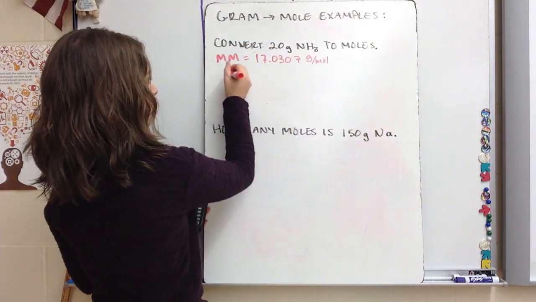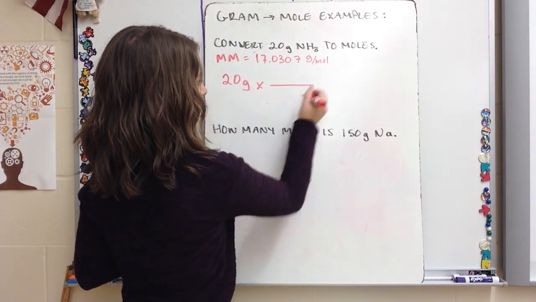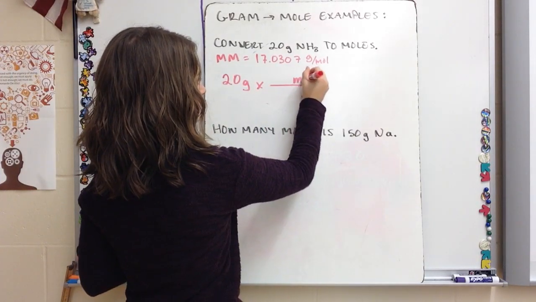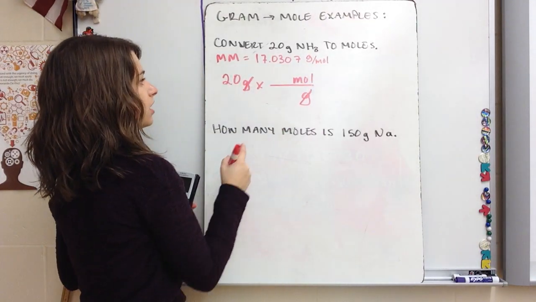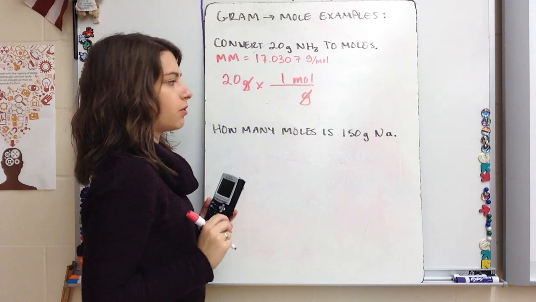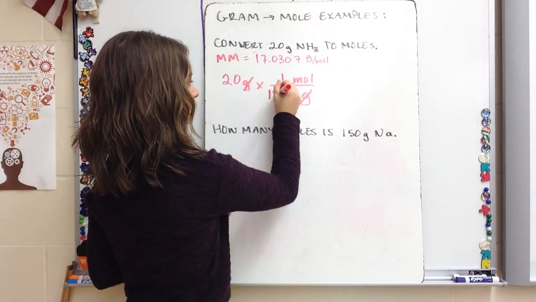So now I'm going to set up my problem. I have 20 grams. I'm going to set up my conversion factor. I'm going to put grams on the bottom and moles on the top. That way my grams units will cancel. Now I know that a 1 always goes with the moles units, and my molar mass number always goes with my grams.